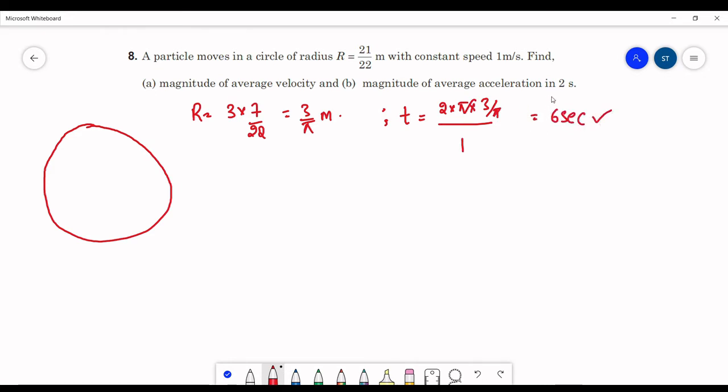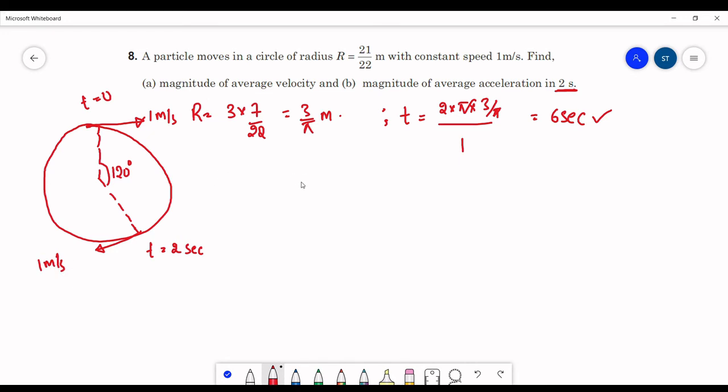Here we are talking about 2 seconds. So the particle will complete 1/3 of its revolution. So let us assume initially the particle is starting from this point at t equals 0. At t equals 2, it will be covering 1/3 of the revolution, which means this angle will be 120 degrees. At t equals 2 seconds, the particle will be here. As it is moving with constant speed, the magnitude of velocity will remain constant.